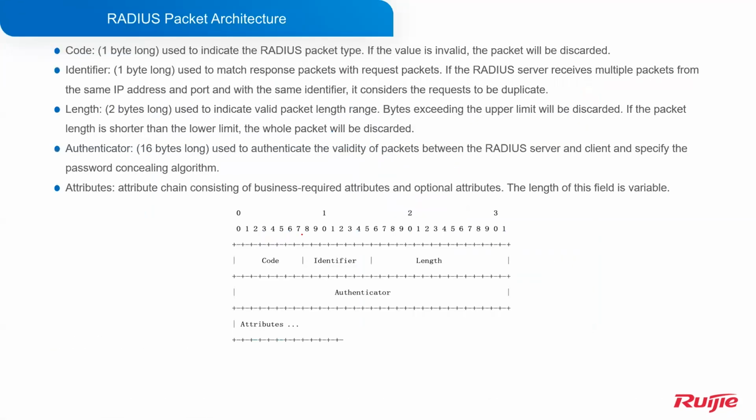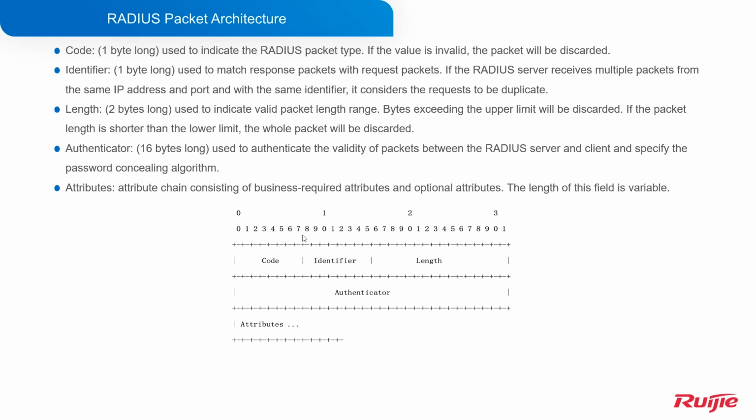Okay, and the next is the Radius packet architecture. Let's see it. In the Radius packets, there are some fields. The first field is code. It's 1 byte long, used to indicate the Radius packet type. If the value is invalid, the packet will be discarded. Next, identifier, used to match response packets with request packets. If the Radius server receives multiple packets from the same IP address and port with the same identifier, it considers the request to be duplicated.